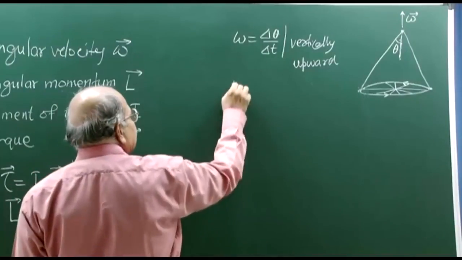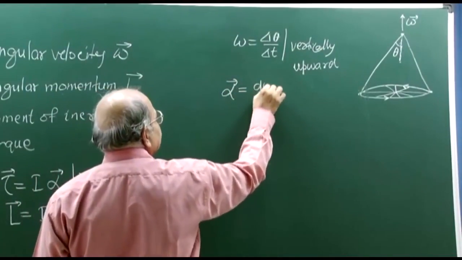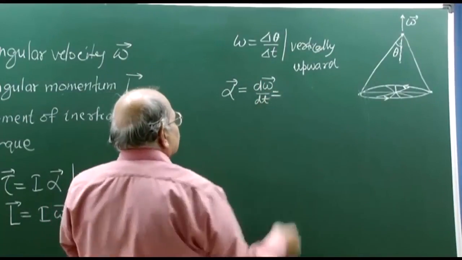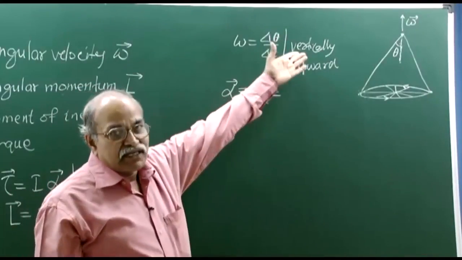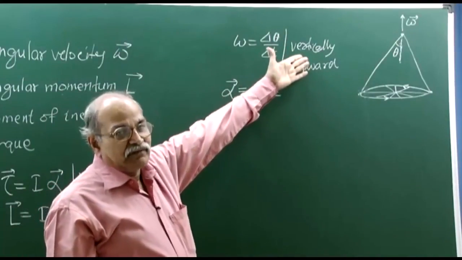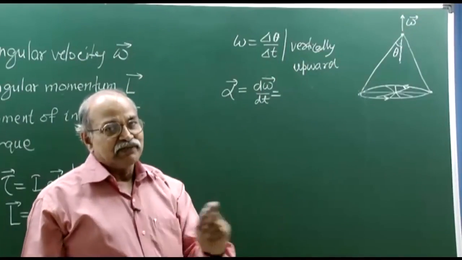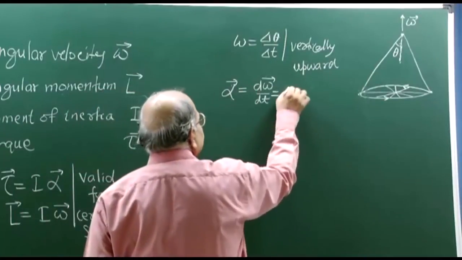What is angular acceleration? Angular acceleration is d omega dt, but omega is constant in magnitude as well as in direction. The direction is always vertically upward and magnitude is fixed if I am rotating with a constant rate. Therefore, this angular acceleration is 0.